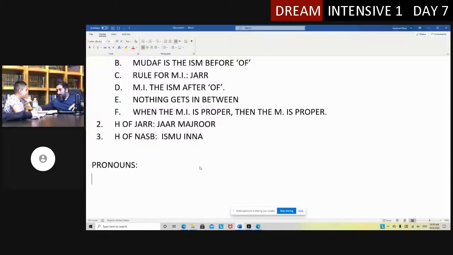Huwa huma hum. Hiya huma hunna. Anta antuma antum. Anti antuma antunna. Ana nahnu. Switch turns. You go first.